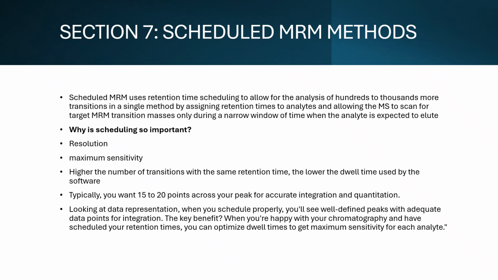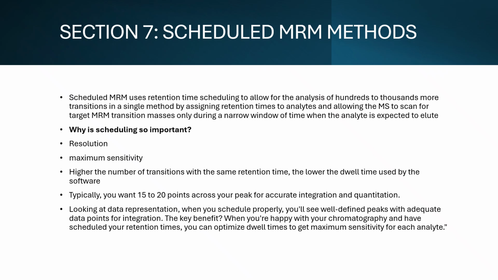Now scheduled MRM uses retention time scheduling to allow for the analysis of hundreds and thousands more transitions in a single method by assigning retention time to analytes and allowing the MS to scan for target MRM transition masses only during that narrow window of time when the analyte is expected to elute.